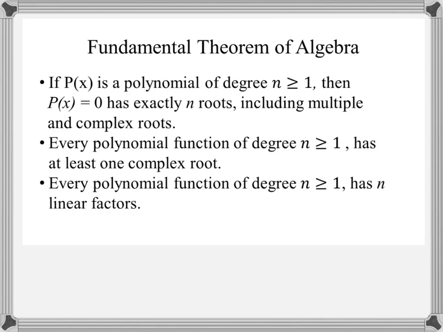Then the fundamental theorem of algebra says if we have a polynomial with degree n greater than or equal to 1, then p of x equals 0 has exactly n roots, including multiple and complex roots. Other ways of saying this: every polynomial function of degree n greater than or equal to 1 has at least one complex root. And another alternate way of saying this: every polynomial function of degree n greater than or equal to 1 has n linear factors.